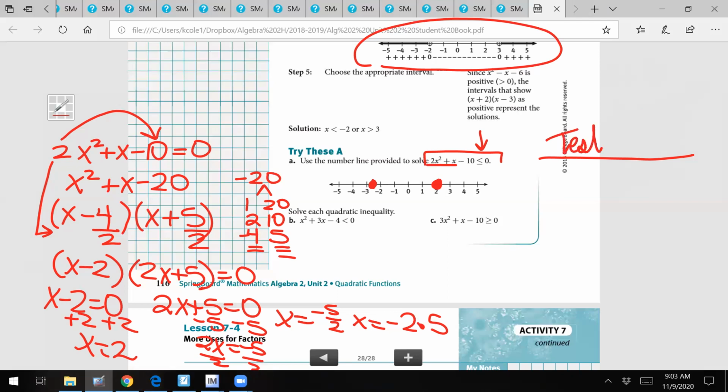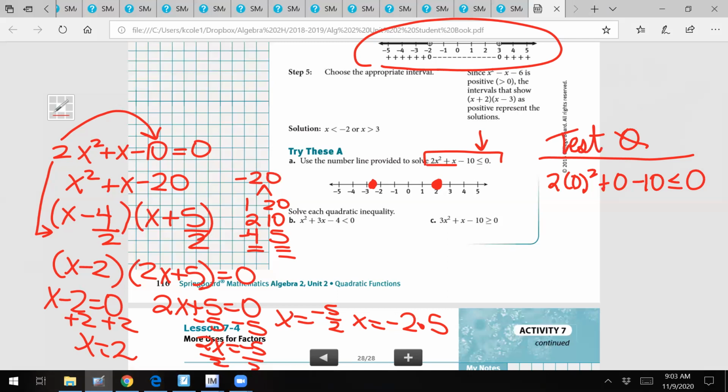By testing 0, what I mean is you plug that into your original problem. It's easy because it's 0. It's going to end up canceling almost everything out. So you've got 2 times 0 squared plus 0 minus 10 is less than or equal to 0. If it's true, you shade where 0 is. If it's false, you don't shade 0.